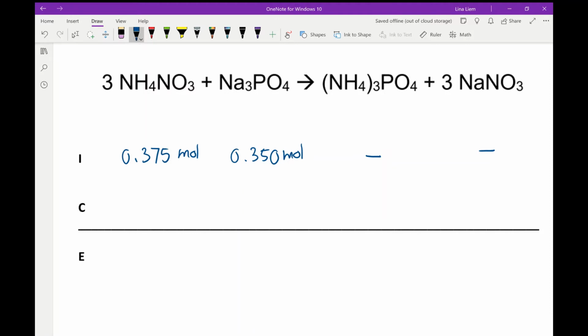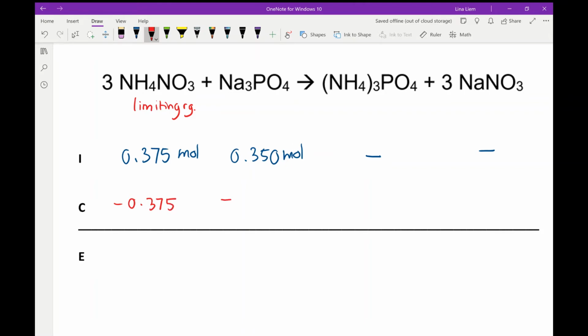And remember that we already concluded that ammonium nitrate is our limiting reagent. Limiting reagent means it is all used up. So 0.375 of it is all used up.